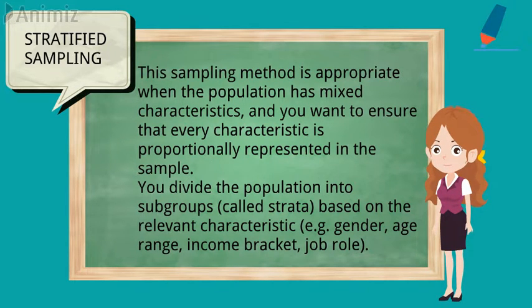So, you want to ensure that the sample reflects the gender balance of the company. So, you sort the population into two strata based on gender. Then you can use random sampling on each one, selecting 80 women and 20 men, which gives you a representative sample of 100 people.